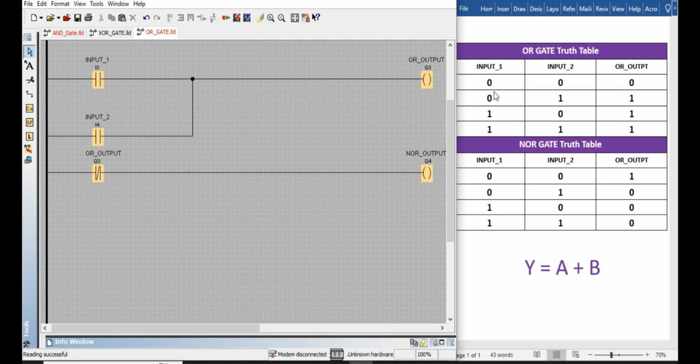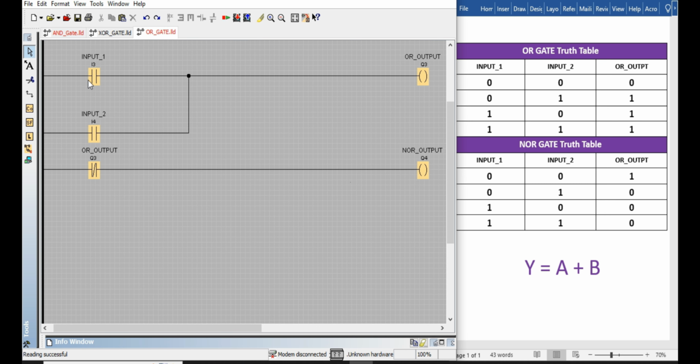We will implement OR gate in ladder logic programming language and justify the outputs according to truth table of OR gate. Before starting the simulation, first I would like to introduce you with the program. These two contacts are normally open contacts and labeled as input 1 and input 2 for two inputs of OR gate. This one is output contact labeled as output of OR gate.